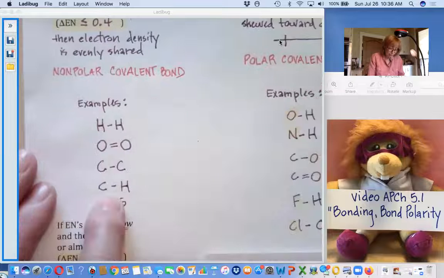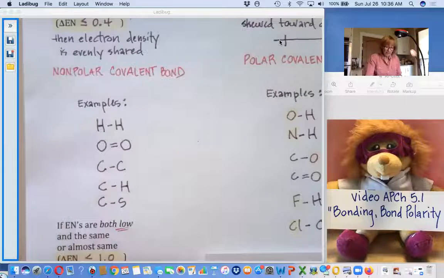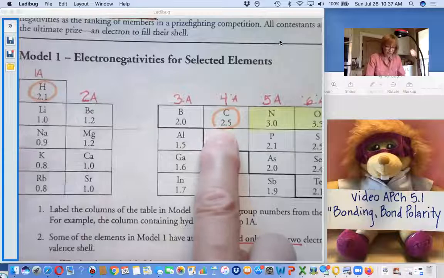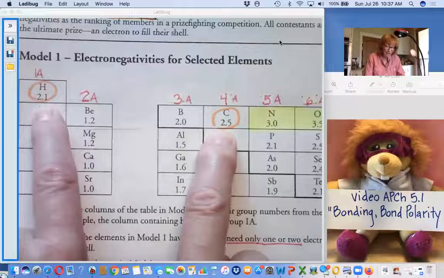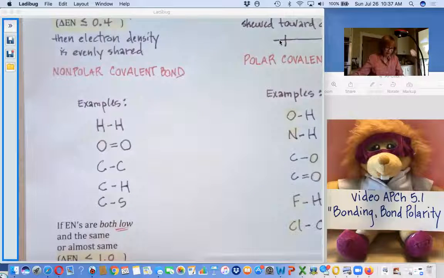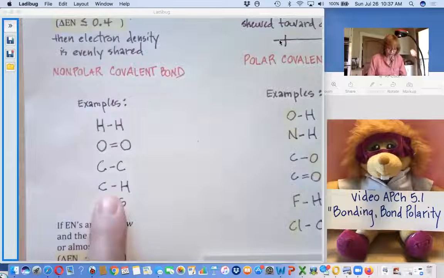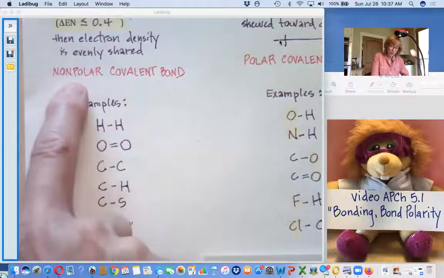Also, I want you to remember the carbon to hydrogen bond. The electronegativity of carbon and hydrogen, they are different, but the difference is only 0.4. That difference is so slight that this bond is essentially nonpolar. That's going to be very important in our next unit, so remember that one. And carbon and sulfur have the same electronegativities, even though they're different atoms. Another nonpolar covalent bond.